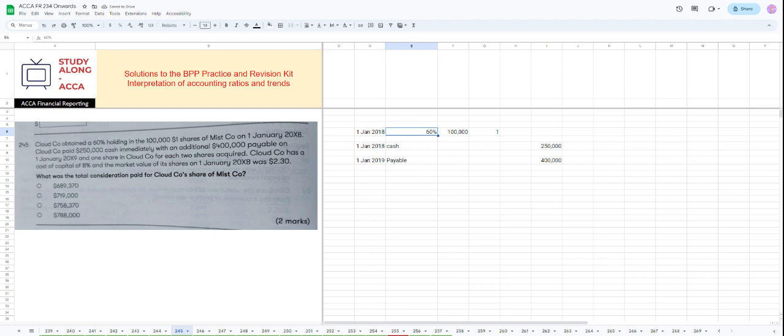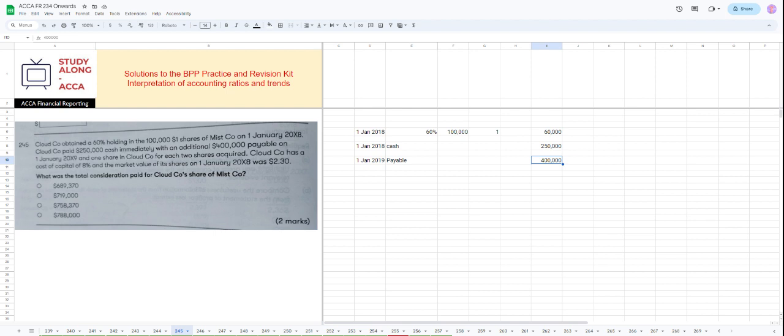So what happened on 1st January 18? They acquired a 60% holding in the 100,000 $1 company. They have taken 60%, so this is the number of shares multiplied by the unit price. Maybe we need to multiply it by the fair value; we will do it as we go further into this question. But for now, just for understanding, we have acquired the 60,000. We are paying 250,000 on 1st January 18, and the remaining 400,000 will be payable at the beginning of next year.